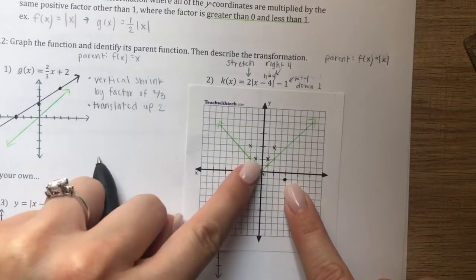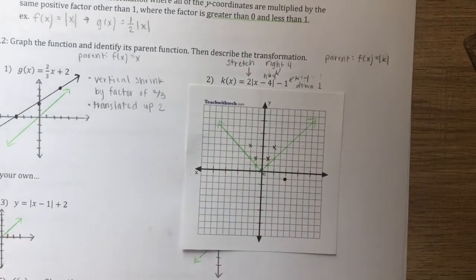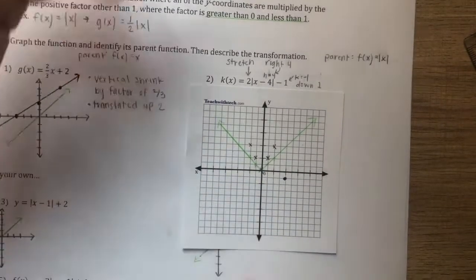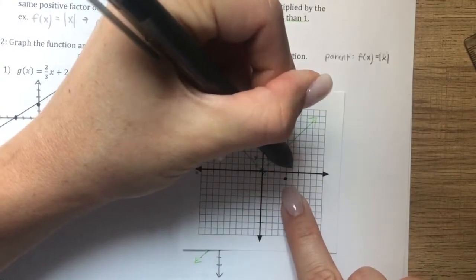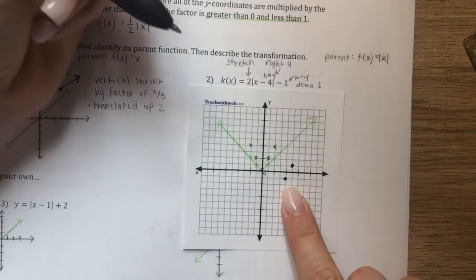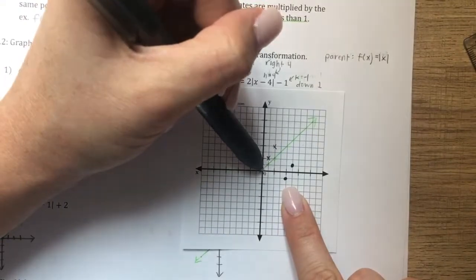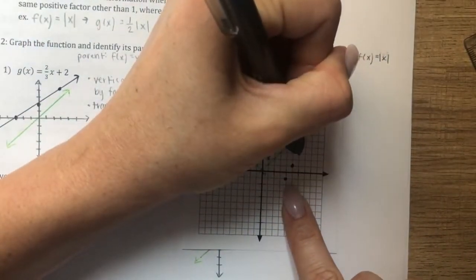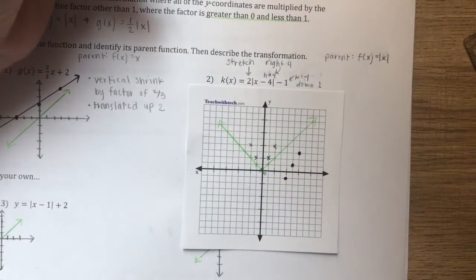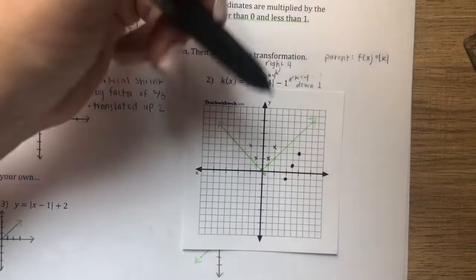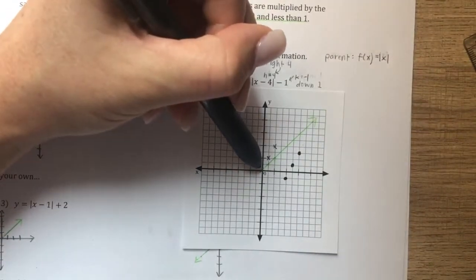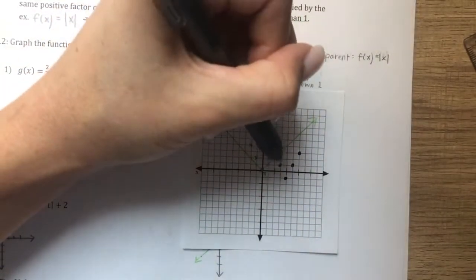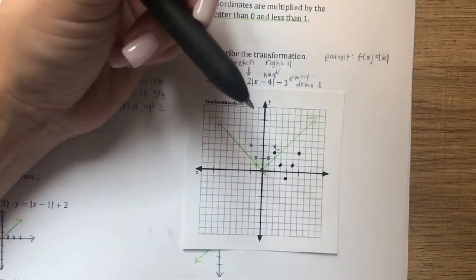So you can sit there and you can count off all these points, or you can just kind of see how the points are in relation to each other. From my vertex, I have a point up 2 and right 1. So from my vertex, I can plot a point up 2, right 1. And then I have another point up 2, right 1 from there. It's just important that you pay attention to the relationship between each of the points in order to get an accurate graph. And then from the vertex, I can go up 2, left 1, and then again up 2, left 1, and then connect those points.